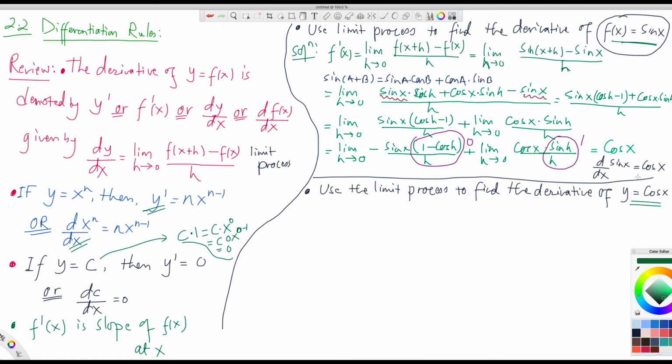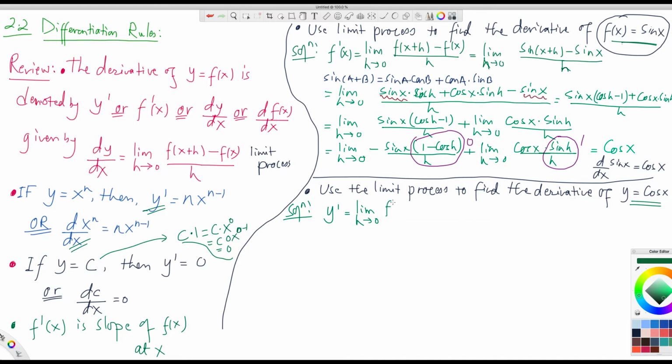That is the formula. In the future, we will not do it this way to find the derivative of sine x. We just use cosine x. Okay, similar thing I want to do for cosine x. So what is y prime then? Solution. So here y prime is equal to the limit as h tends to 0, right?